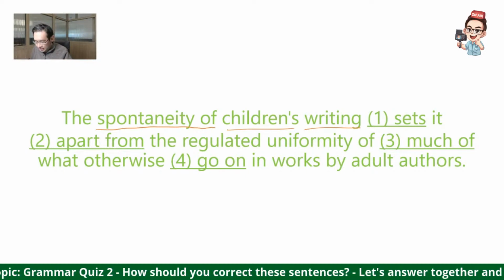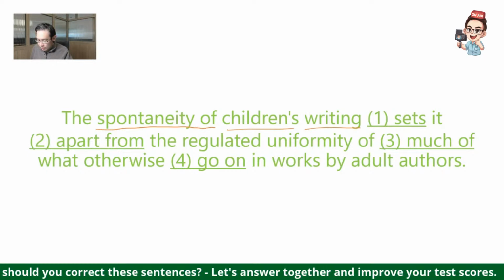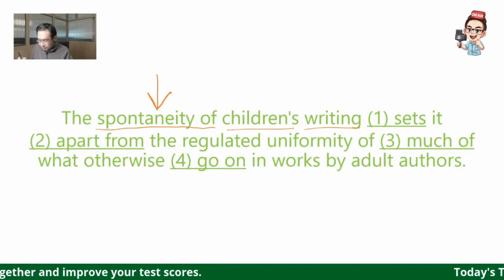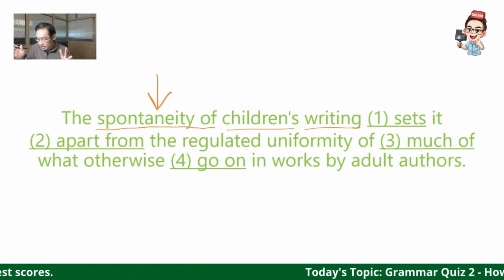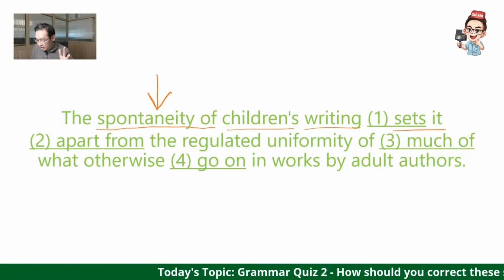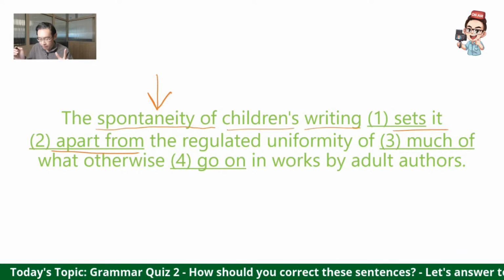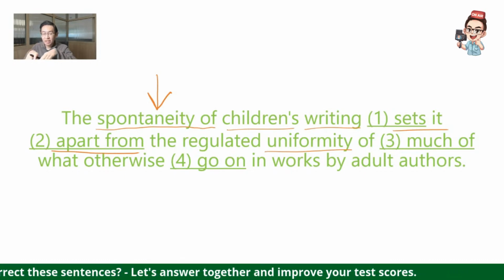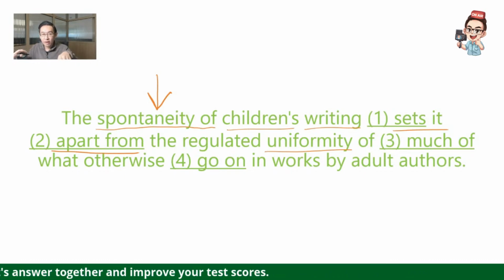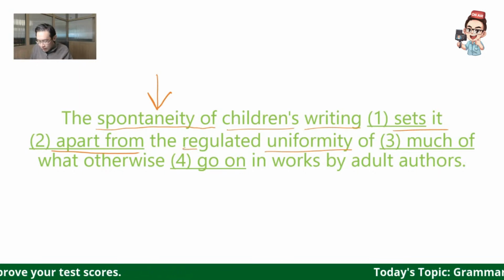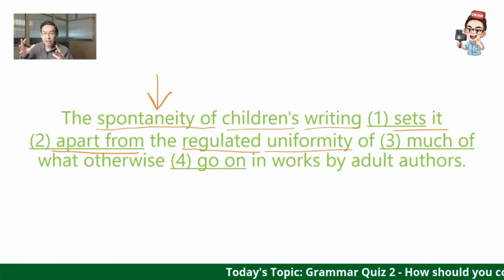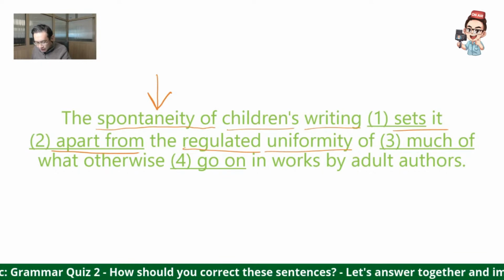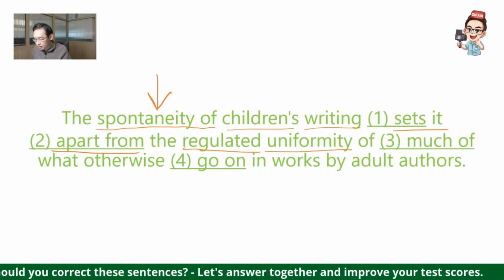Okay, so here it says sets it apart from. So the fact that the writing of children is spontaneous makes it different. So sets it apart from means makes it different from, okay? From what? Regulated uniformity. Uniformity is like something which is the same. Uniform, all the same. Like school uniform, everyone is the same, okay? Regulated means having rules and regulations, to control, like, oh, you need this first and then this second, stuff like that. Of much of what otherwise goes on in works by adult authors.